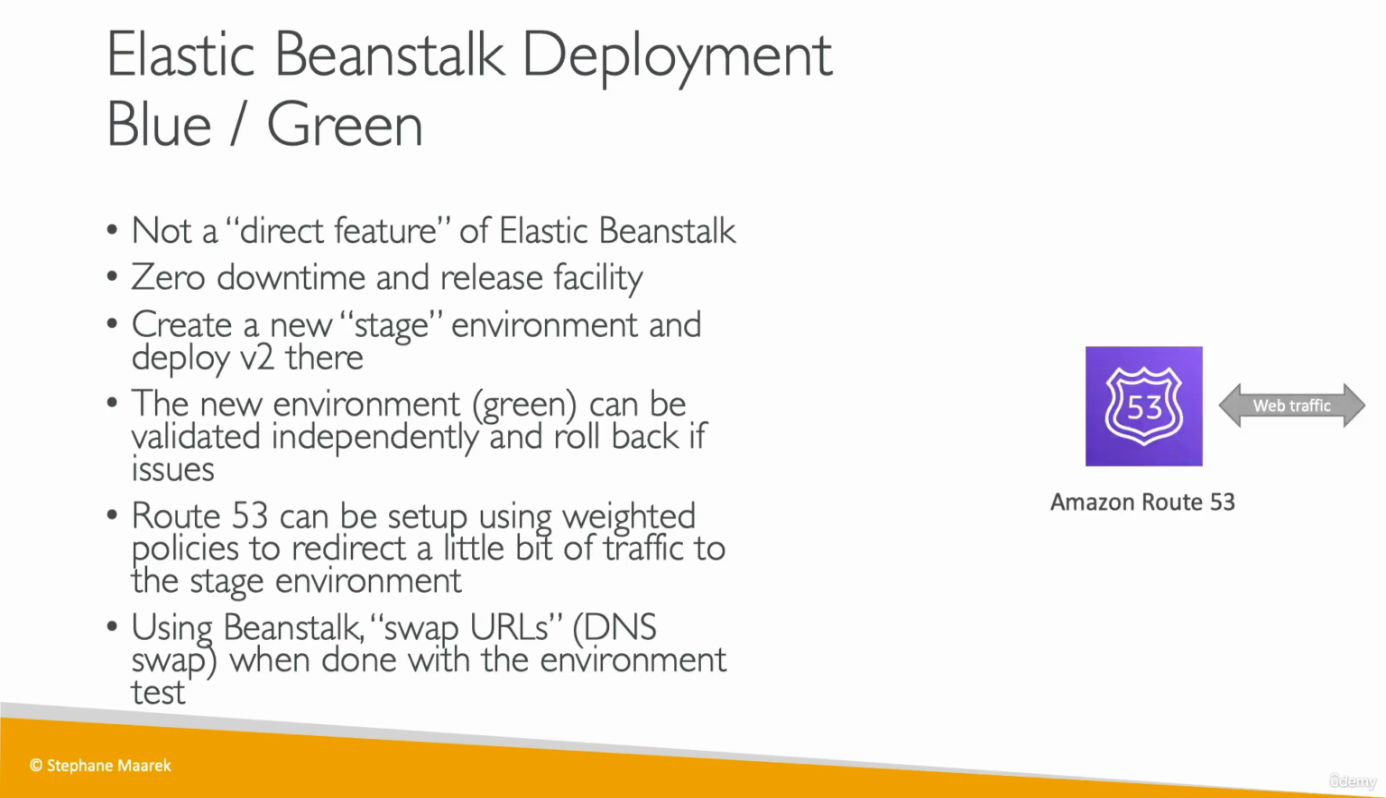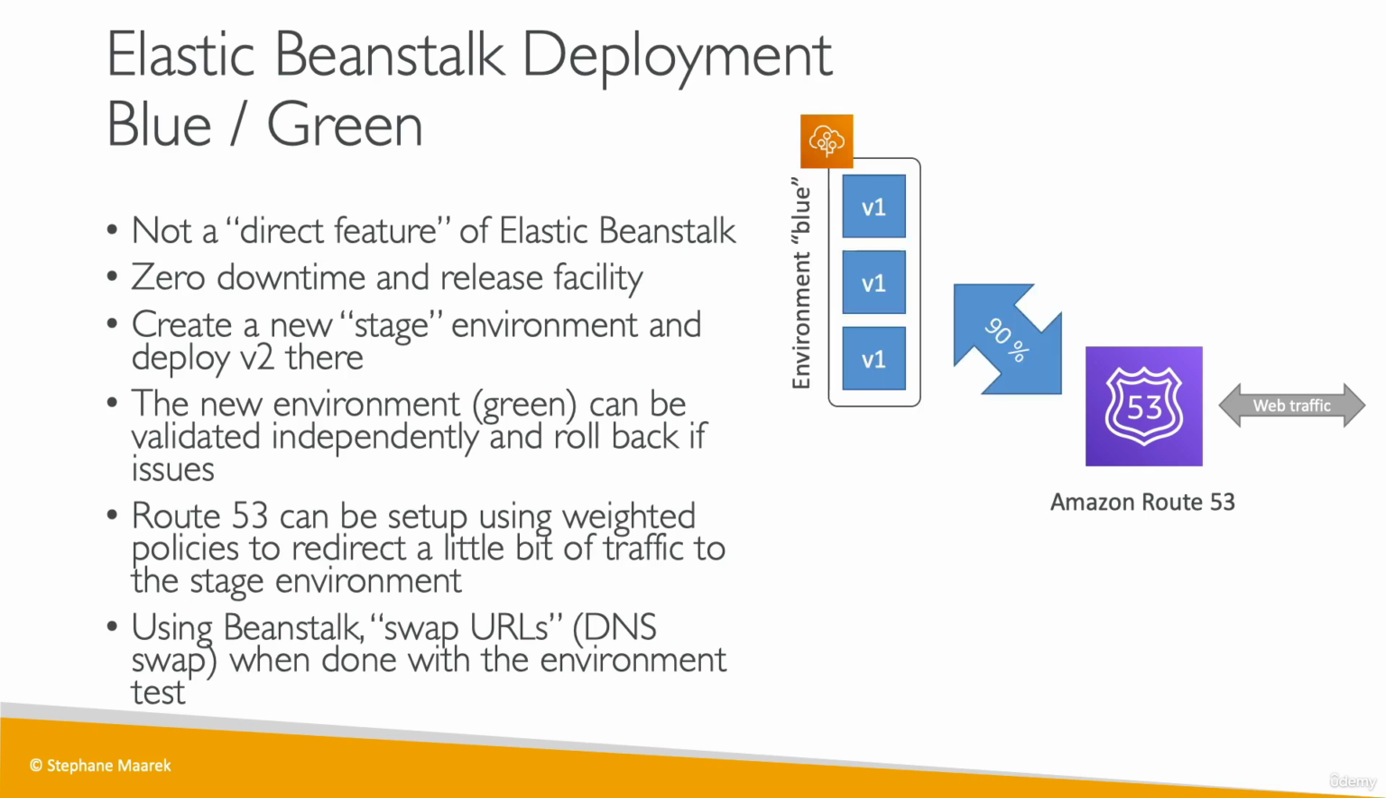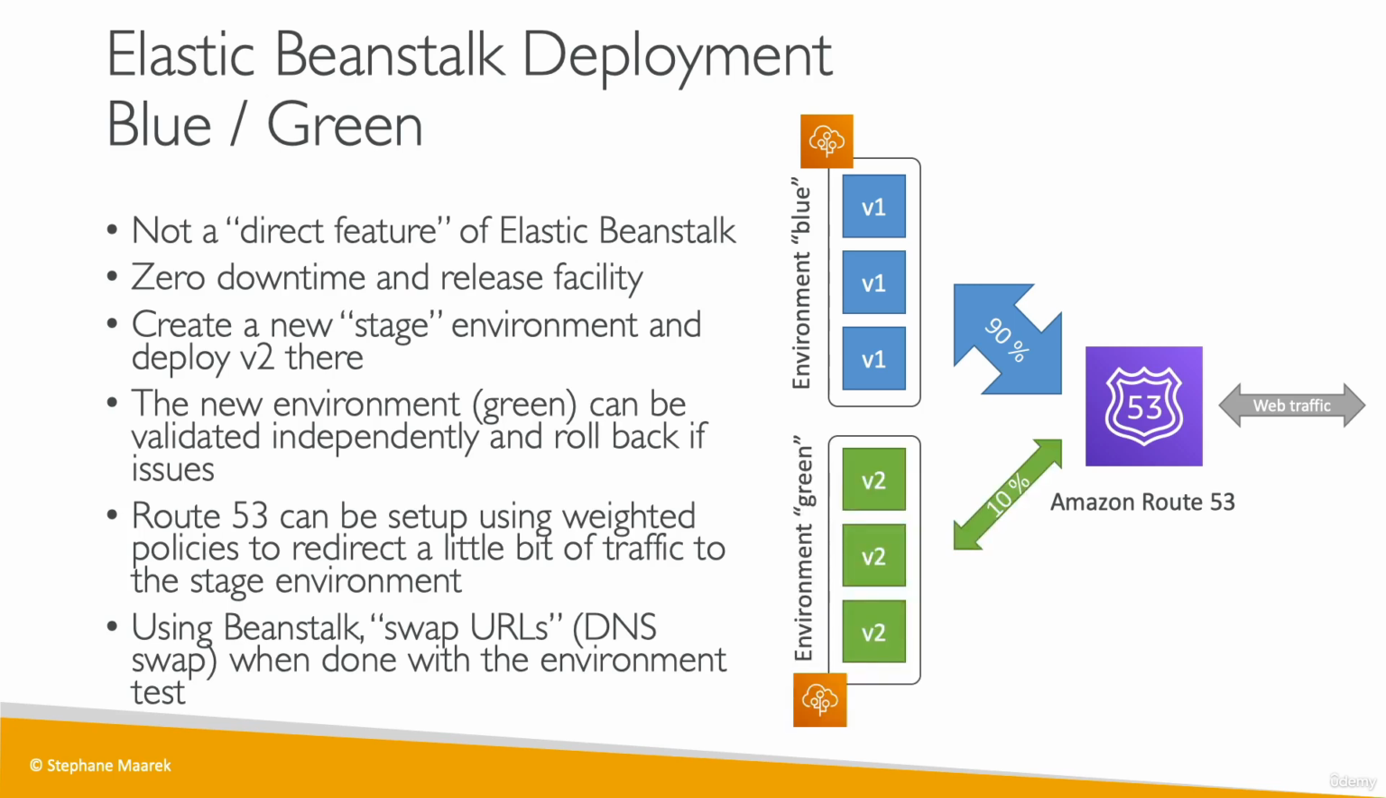So here's the example using weighted routing in Route 53. The web traffic does DNS queries onto Route 53, and then maybe 90% of your traffic will be sent into your blue environment, and 10% of your traffic will be sent into your green environment. And that is using a weighted routing policy in Route 53. And then you can shift the percentages over time. And then when you're ready, you have effectively shifted all your traffic from your V1 to your V2. And this is called a blue-green deployment.